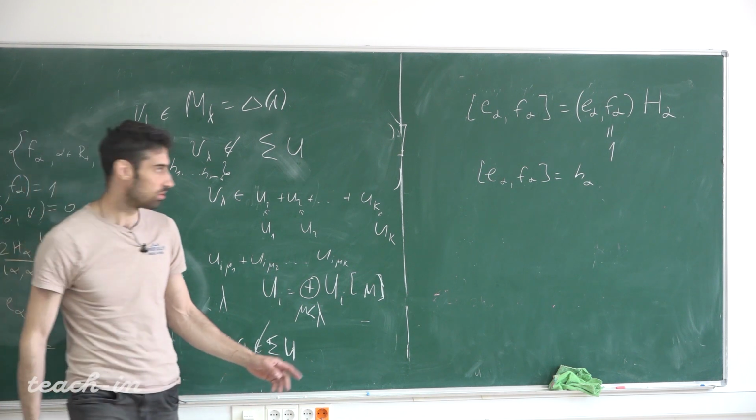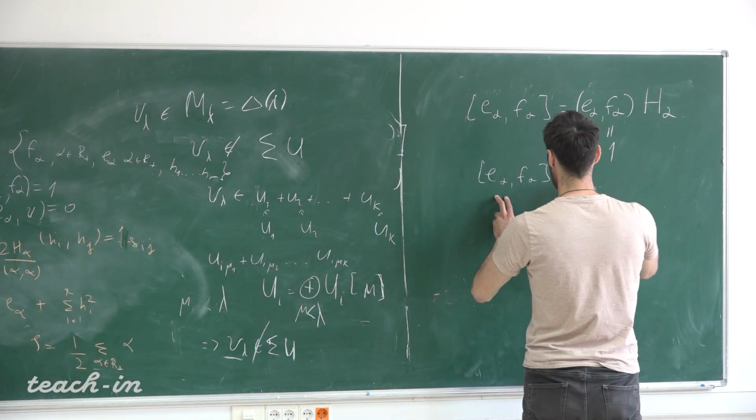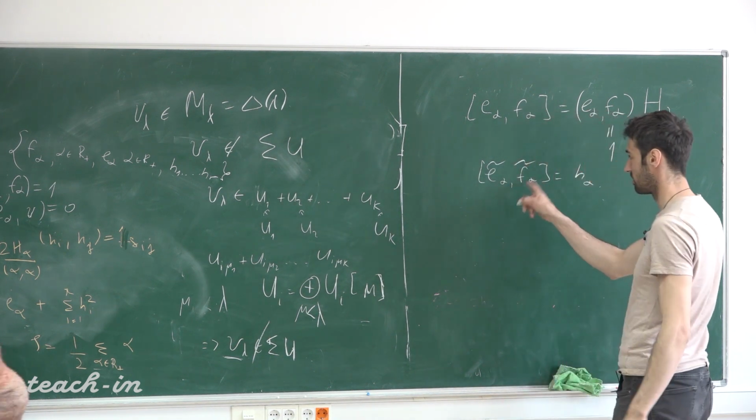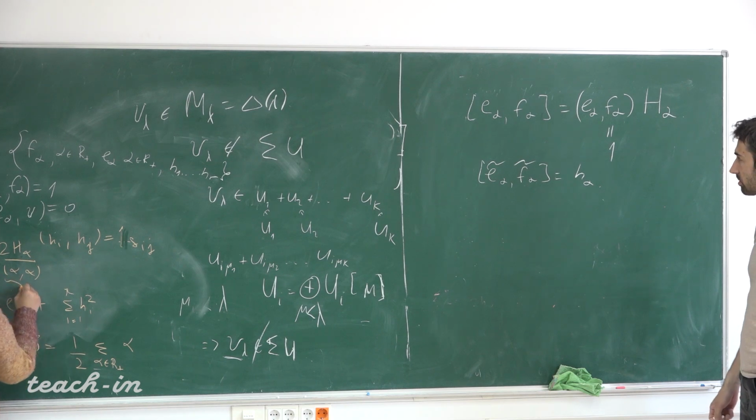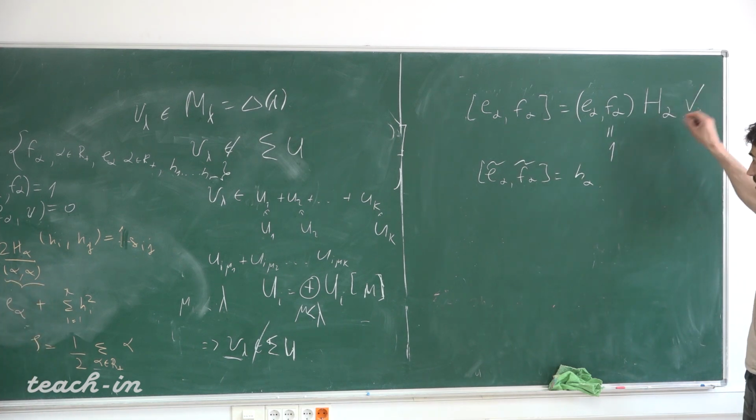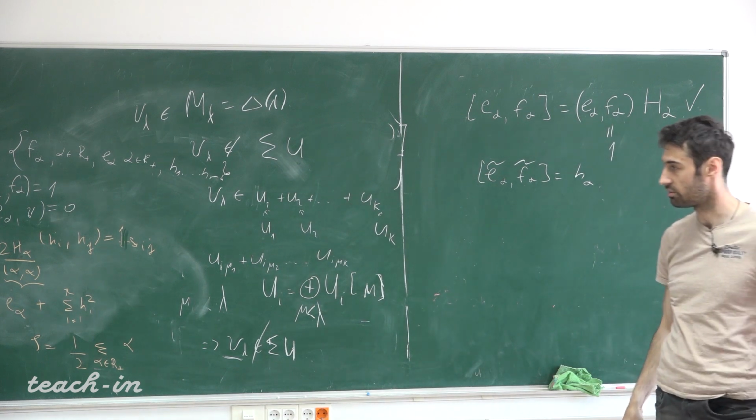So this was for a different normalization for E_alpha and F_alpha. So it's corresponding to the same, we have this. So [E_alpha, F_alpha] is H capital alpha.